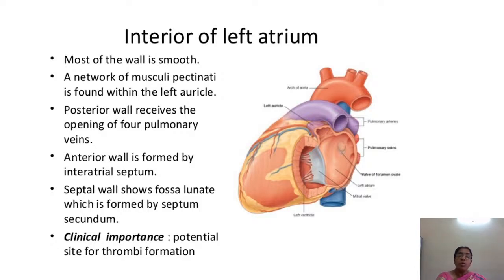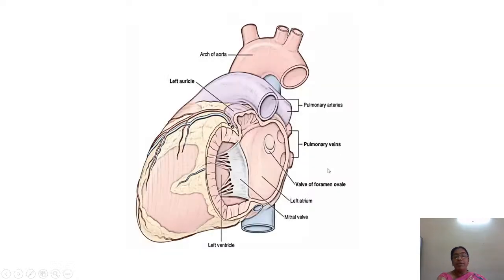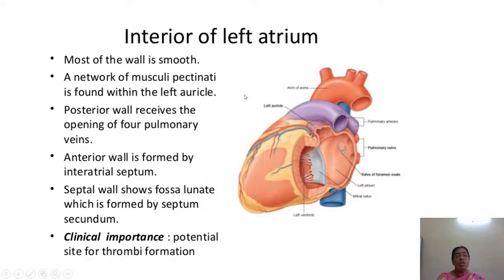Most of the wall here is smooth. When you cut open the left atrium, unlike the right atrium, where you have seen some part is rough, some part is smooth, and there is some intermediate part, in the left atrium most of the interior is smooth. There is no rough part as such, only a small part is present.